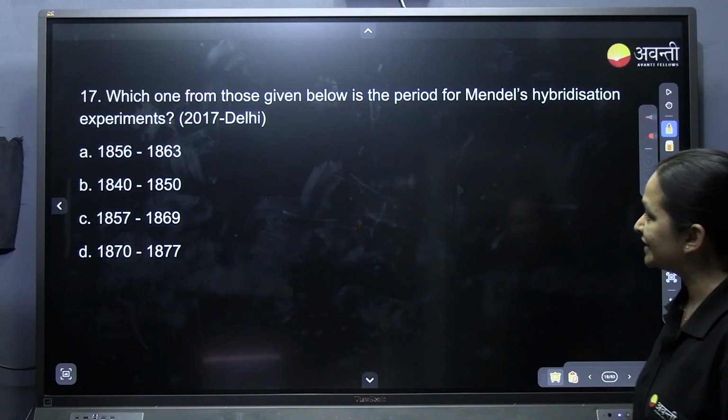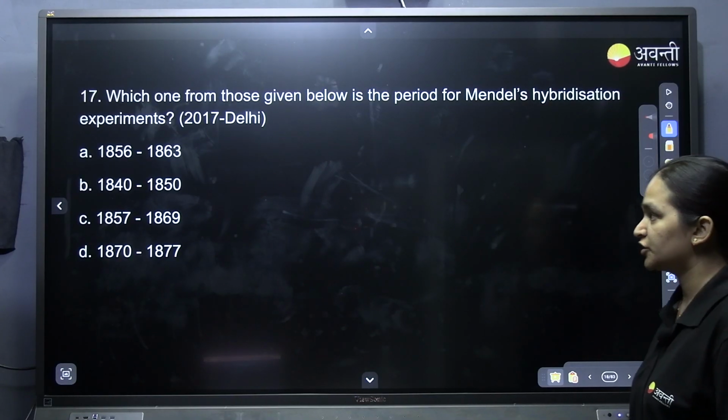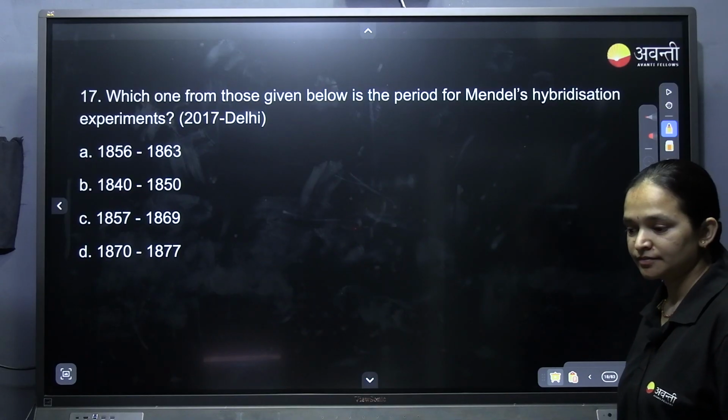Which one from these given below is the period for Mendel's hybridization experiment? A.